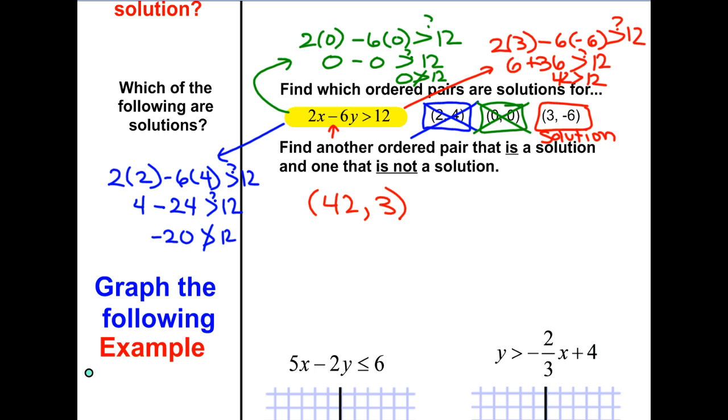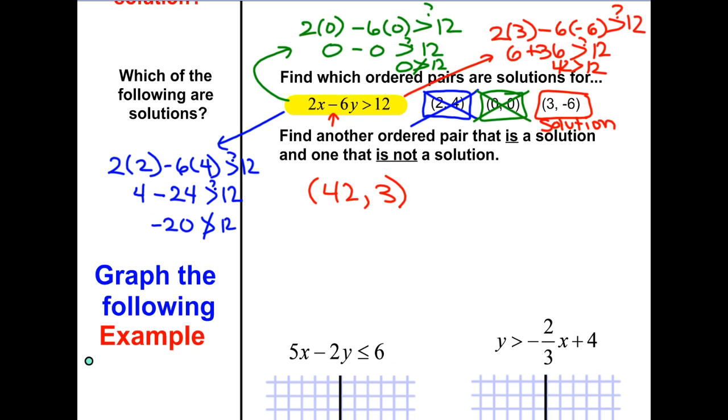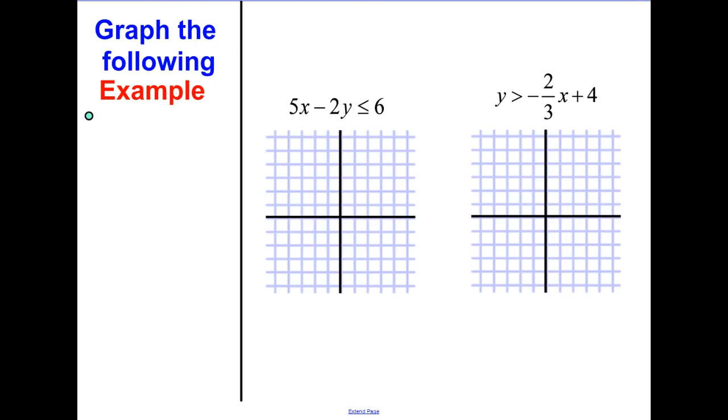So just choose one that actually works for the inequality, and then choose one that doesn't work. But I'm going to skip that, and we're going to go on to the graphing part, because this is the big part of this section. So for the graphing part, I'm going to pretend right now this is the same thing as 5x minus 2y equals 6, and I'm going to think about graphing that.